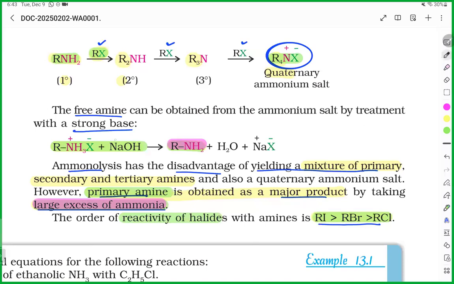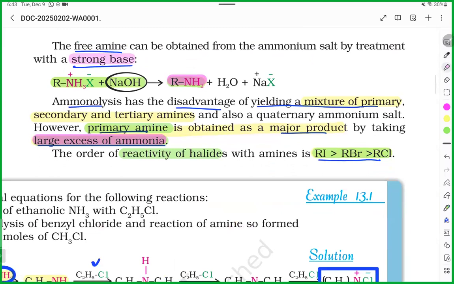You have to react this with a strong base. What will be the role of the strong base? The strong base wants to produce water and salt. You know, acid reacts with base to produce salt and water, a neutralization reaction. Same thing is happening. That's why we can produce amine when it reacts with the strong base, right?